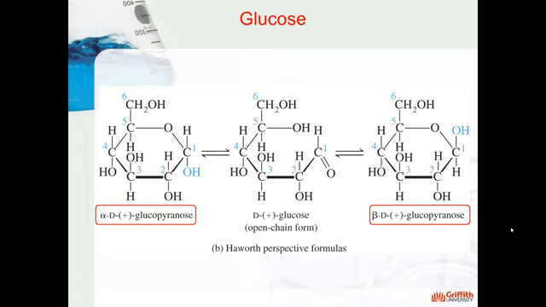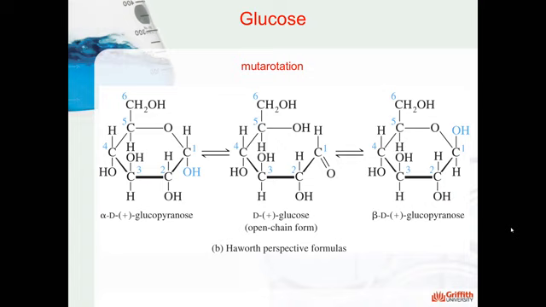When the alpha and beta forms of glucose are put into separate solutions and allowed to stand for several hours, the specific rotation of polarized light of each solution becomes the same. The phenomenon that occurs is called mutarotation.